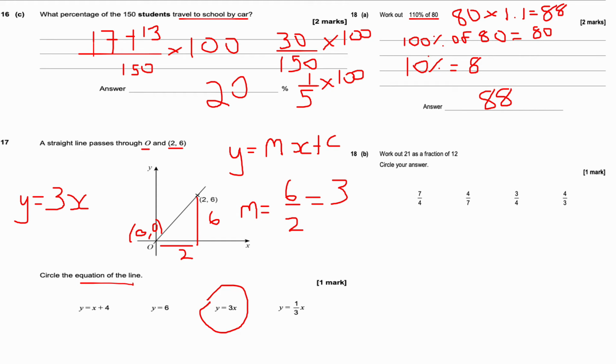This is part B. Work out 21 as a fraction out of 12. So 21 out of 12. Circle your answer. It's a top-heavy fraction, so I'm going to ignore these two. What are the common factors of 21 and 12? I can divide by 3, and I get 4 on the bottom and 7 on the top. So I get 7 quarters, not 4/3.